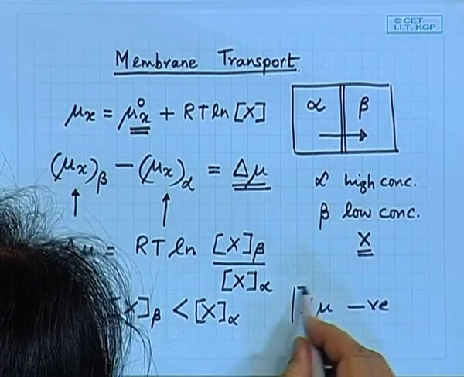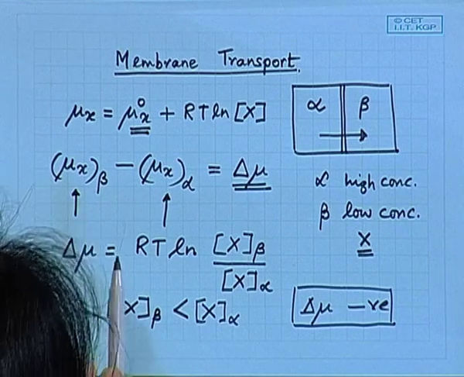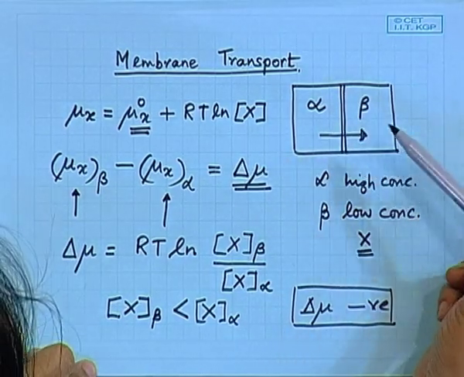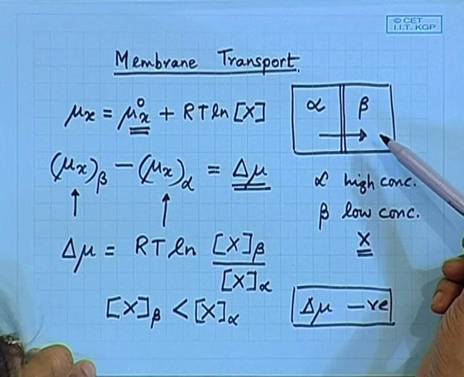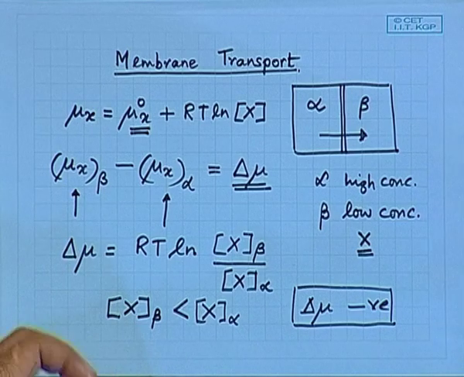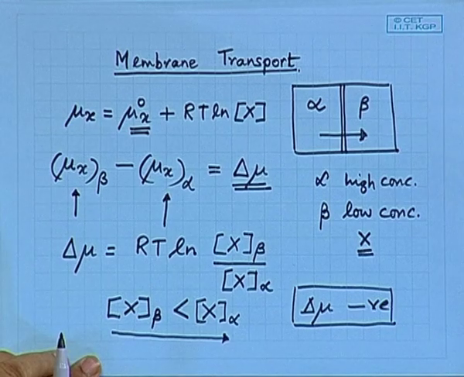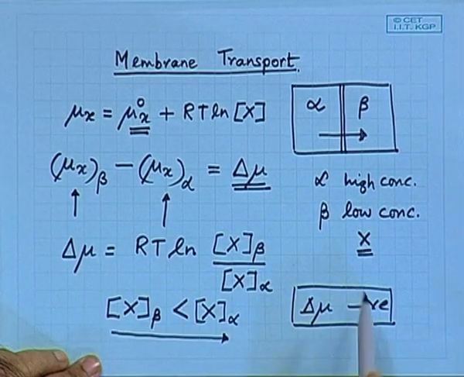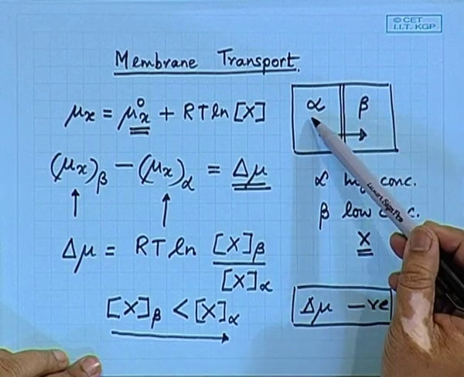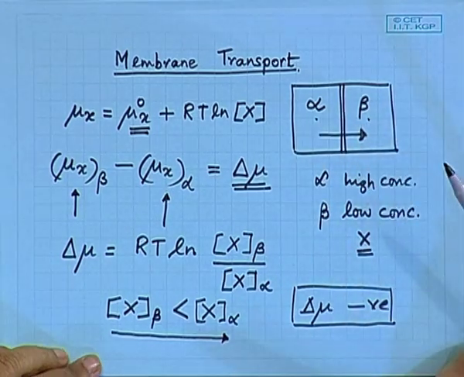Okay. So, what do I have here? I have a spontaneous process that is going to allow the transport of X from the high concentration side to the low concentration side. This is something you have done before, but it is just basic thermodynamics that all of you have studied. What we are looking at is a normal spontaneous reaction that is going to occur here, because delta mu is negative and we have the transport of X going from alpha to beta, where the concentration of X in alpha is high and in beta is low.